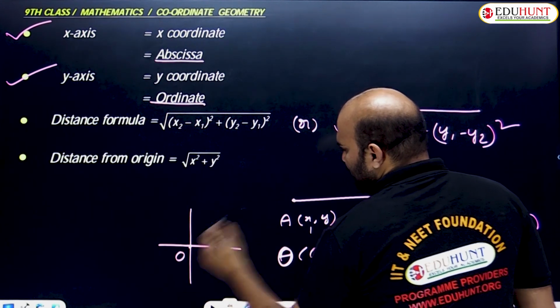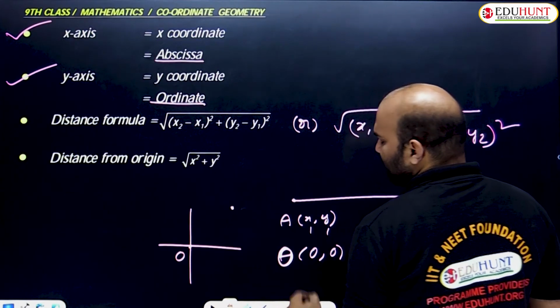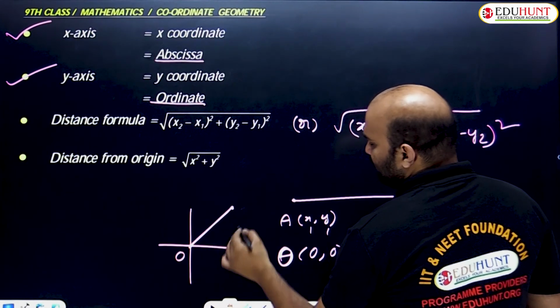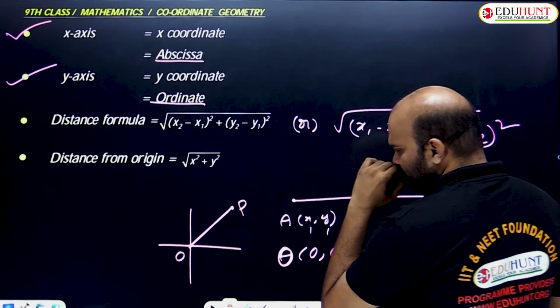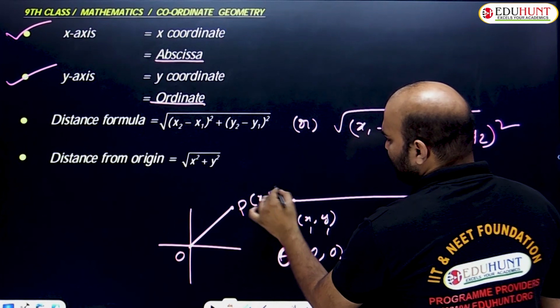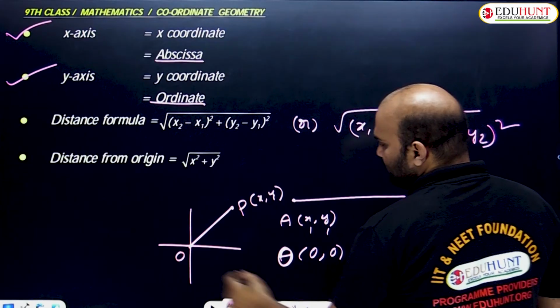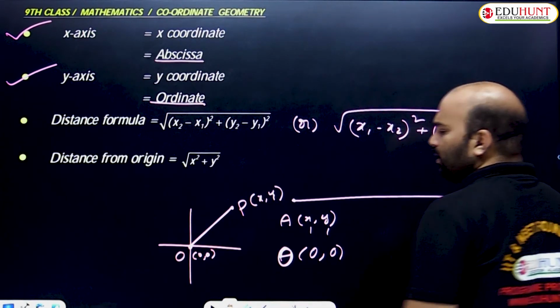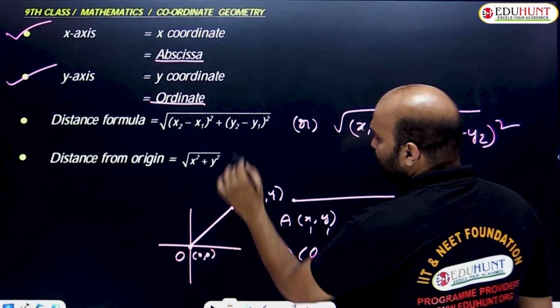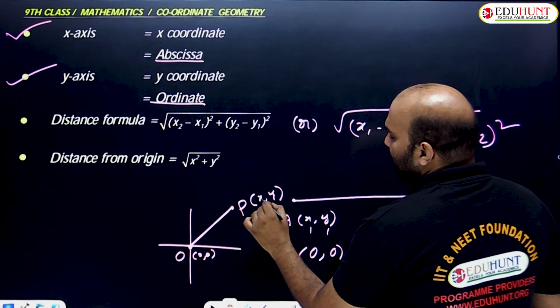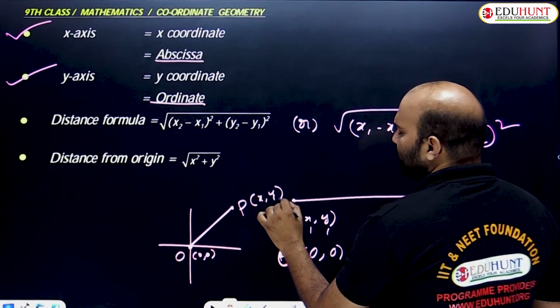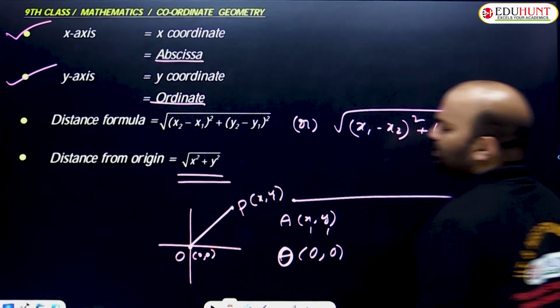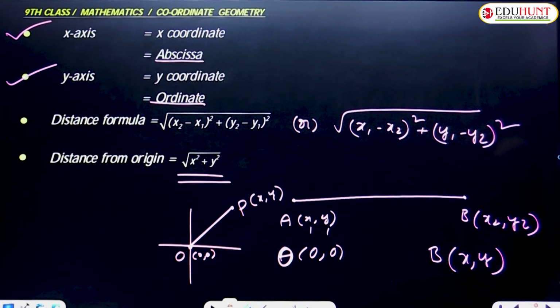So let me take one point in that first quadrant. What is the distance between them? So this is a point P, with coordinates x comma y. In that origin, the coordinates are 0 and 0. What is the distance between them? By using that formula, the square root of (x minus 0) whole square plus (y minus 0) whole square, nothing but the square root of x square plus y square.